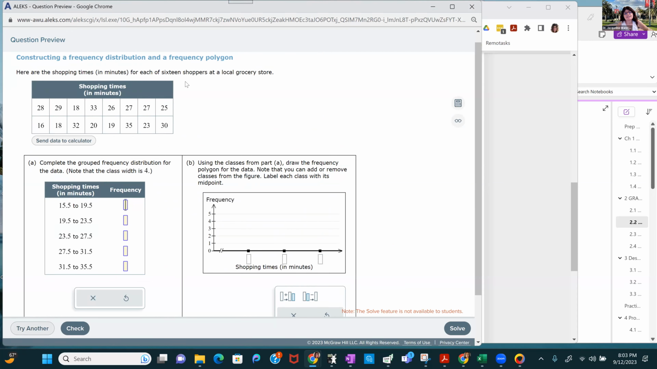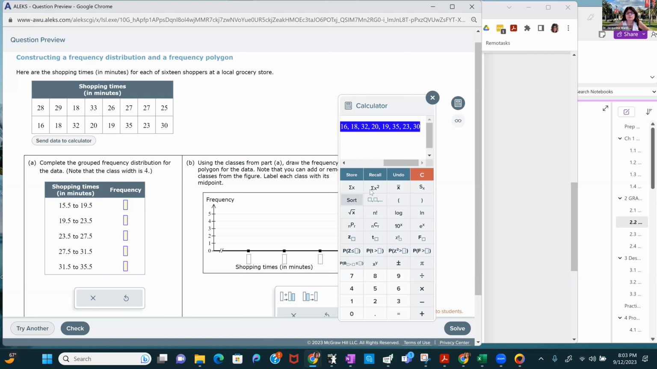So here's another one, shopping time, 16 shoppers. Complete the grouped frequency distribution. Note that the class width is 4. So you're going to sort your data and count how many are between 15 and a half and 19 and a half. 4. And how many are between 19 and a half and 23 and a half? There are 2. And altogether, this should add up to the 16 shoppers. There's 6, so there should be 10 more between 23 and a half and 27 and a half.